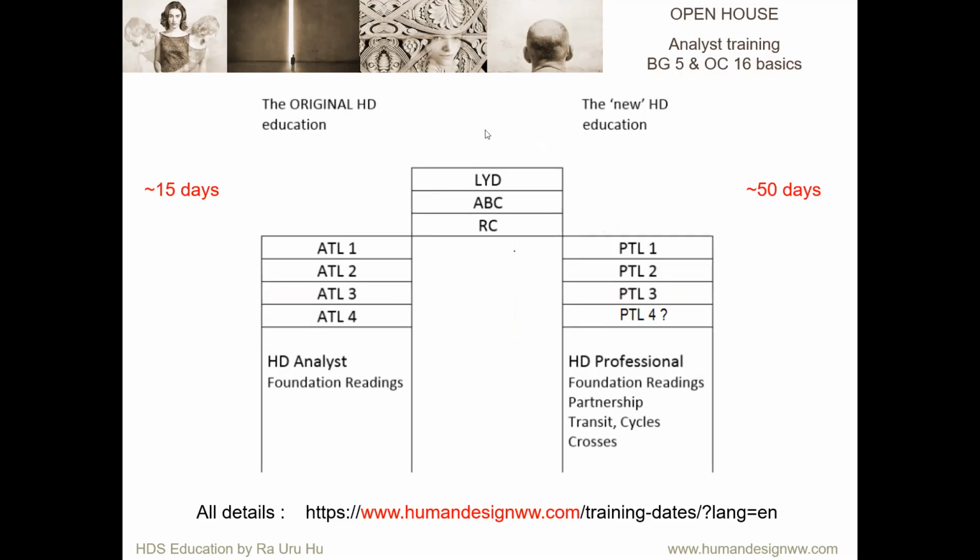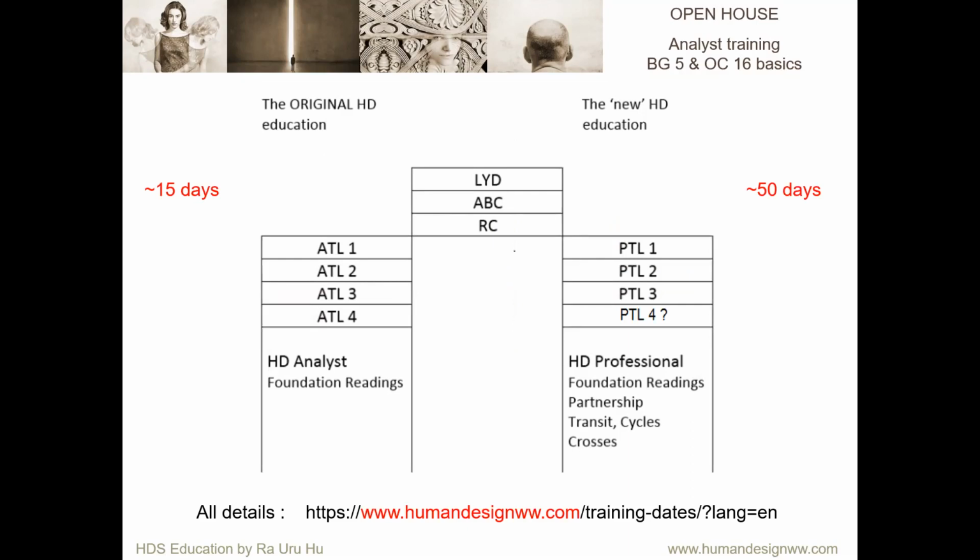I started my training when I met Ra in 1993, so that's quite a while ago, when he was giving an intro lecture in Vienna. In the old days, as you probably have heard, it was very quick. There were only 2 courses, and then you became an analyst very quickly. There was no type, no profile; all of these practical things developed later over the years.